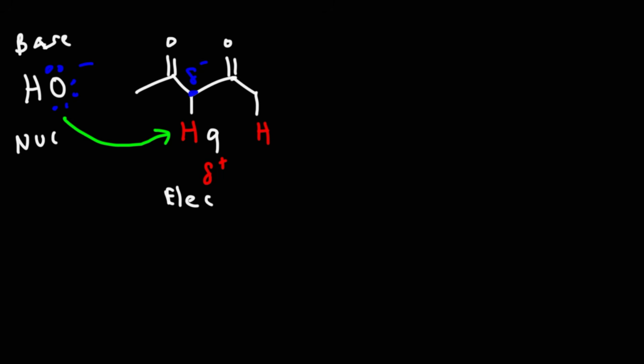So what's going to happen is we're going to use a lone pair to form a bond between oxygen and hydrogen. And so we're going to get water as one product. We have 3 lone pairs on oxygen. We use 1 to form a bond, so now we're left with 2.